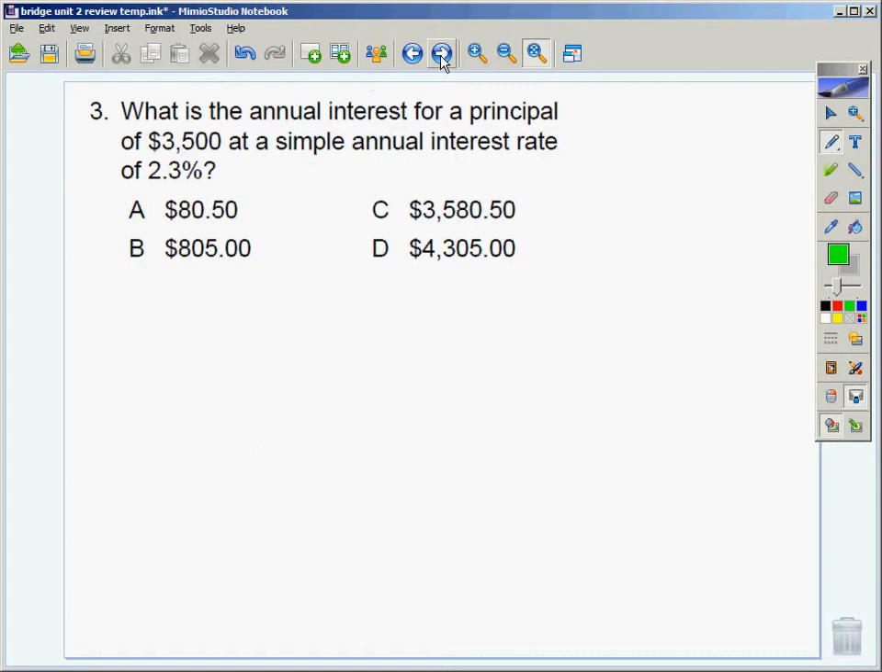Number three is a simple interest problem, and they told me that. So I know I'm going to use this formula, I equals PRT. The principal is that initial amount that's invested. So the 3,500 is my principal. The rate is the percentage. This is my rate. And I looked for time in this problem, but it's not obvious, is it? What's the word that replaced time?